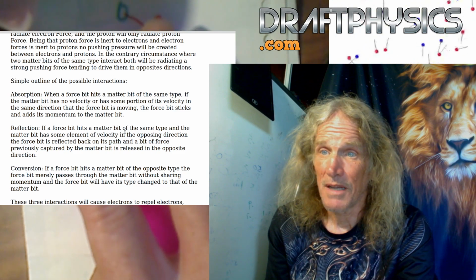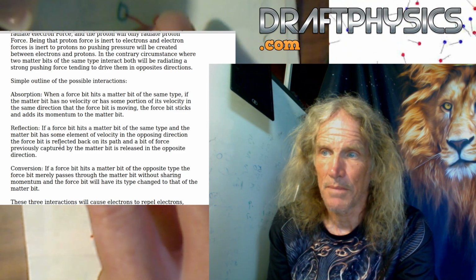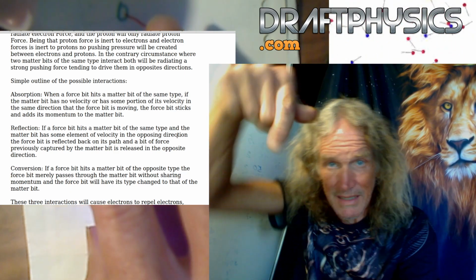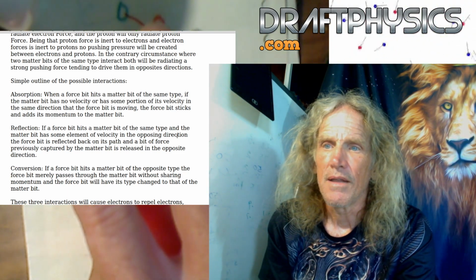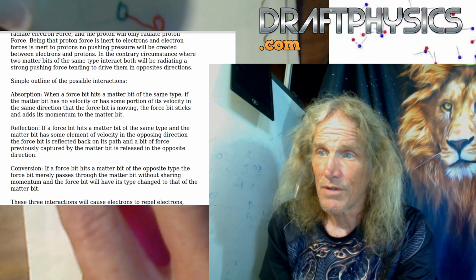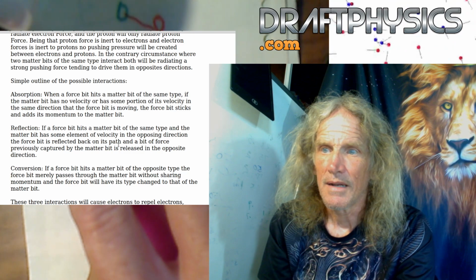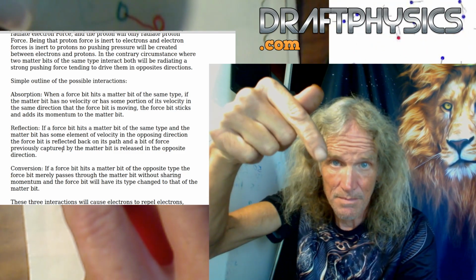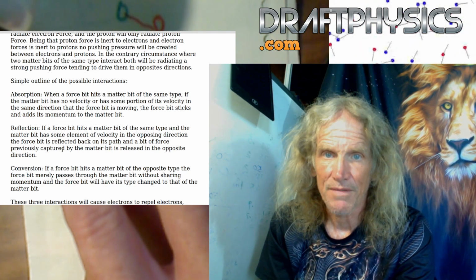If a force bit hits a matter bit of the same type and the matter bit has some element of velocity in the opposing direction, so now the force bit's going this way and the matter bit's going in some vector opposing that, then the force bit is reflected back on its path. The force bit just bounces. And a bit of force previously captured by the matter bit, obviously it had to have previously captured it if it has momentum, so it loses a piece of energy it previously captured.